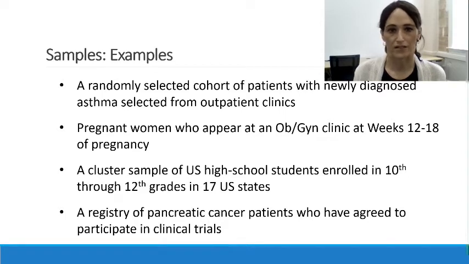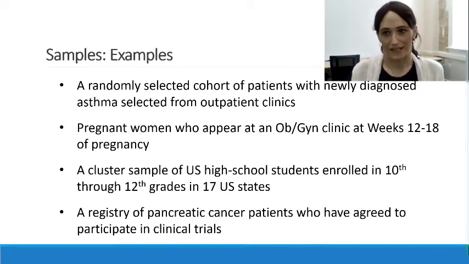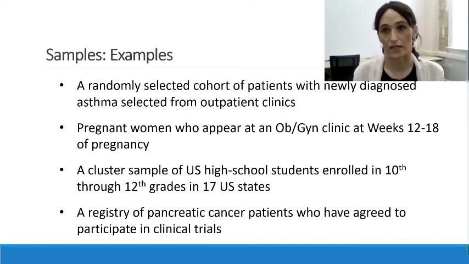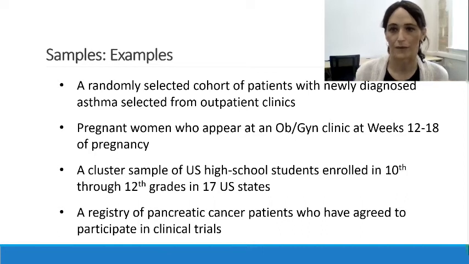We can also have a cluster sample of US high school students enrolled in 10th through 12th grades in 17 United States. So though it's not all the states, we might do a systematic sample. Let's say we have a certain number in the West, a certain amount in the East, a certain amount in the Midwest, et cetera. And we're going to take students enrolled in 10th to 12th grades and do some kind of survey. This is how actually the Youth Risk Behavior Survey is done nationally, to find out how many kids are using certain drugs or bullying or other things like that. So that's how we know what we know about those populations.